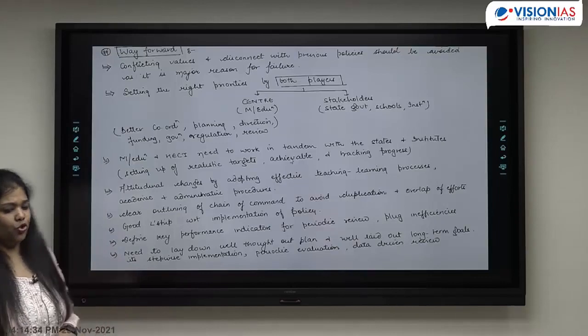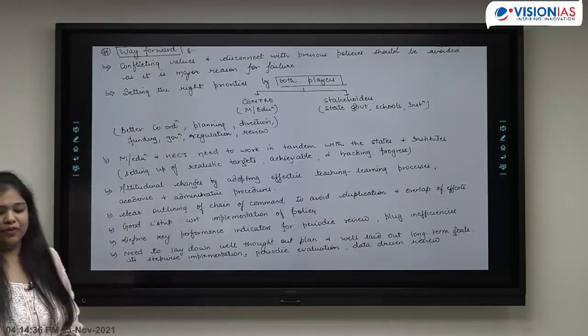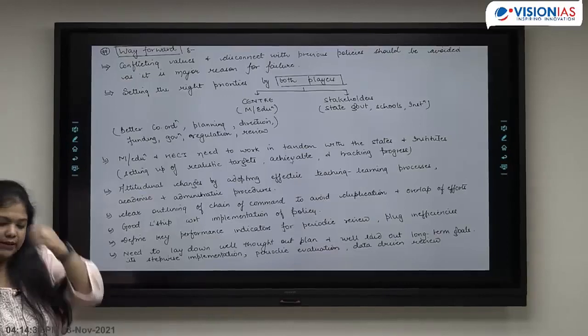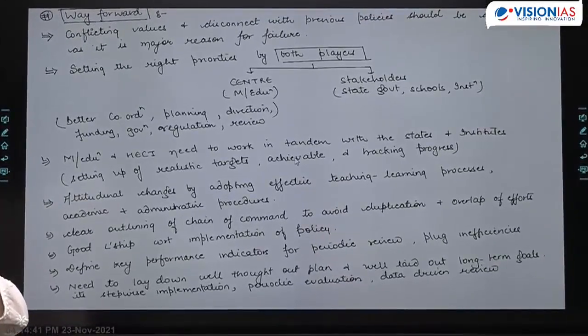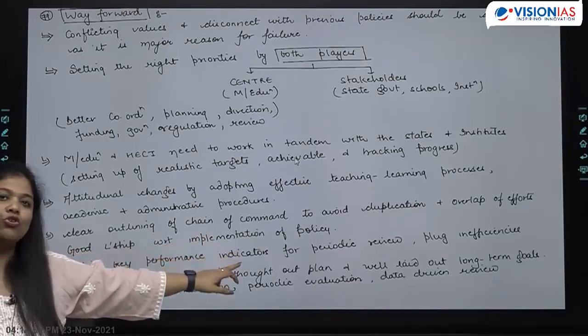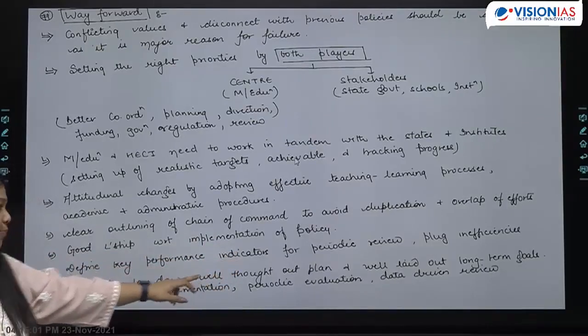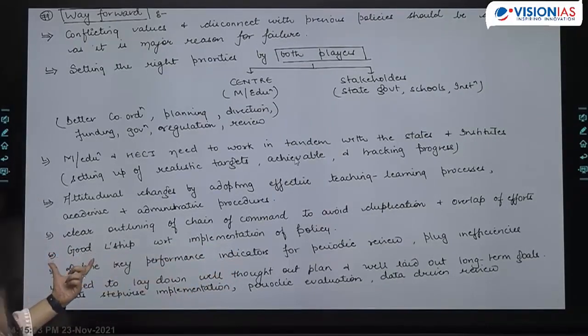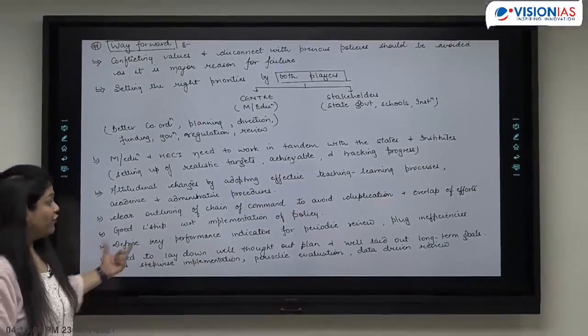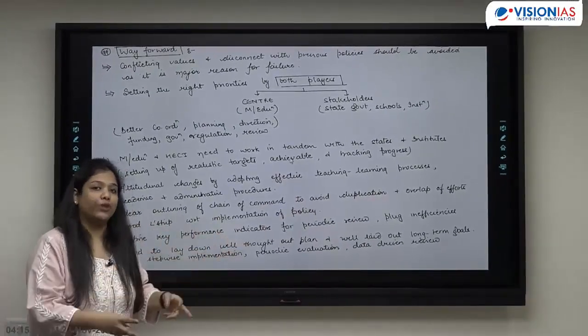Obviously, जो भी conflicting values या disconnect है with the previous policies, they should be avoided. Then priorities should be set right with respect to the government also and with respect to the stakeholders also. Then most importantly, attitudinal change is the need of the hour. There should be clear-cut outlining of the chain of command so as to avoid any kind of duplication. Then good leadership with respect to the policy. See, policy, no matter how good it is on paper, if you don't implement it properly, so there has to be proper leadership. Again, there should be proper data collection, which will enable you to mark the progress, right?